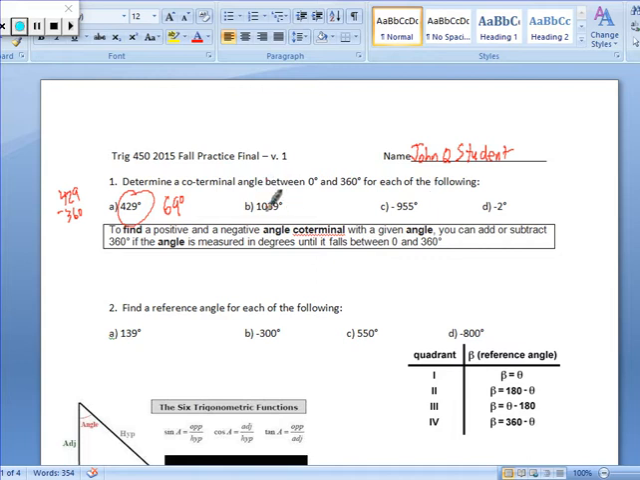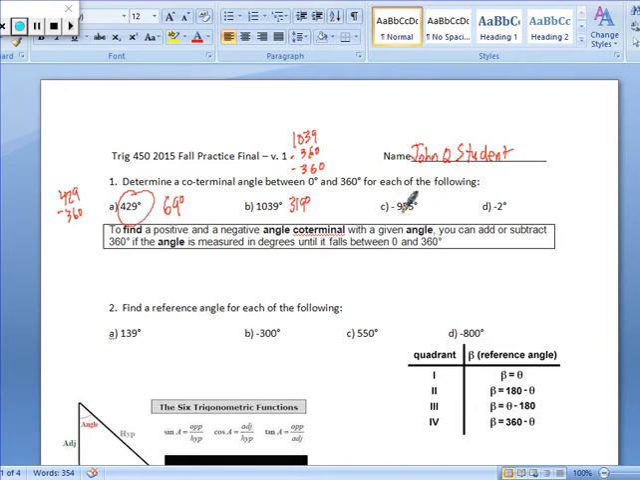If it didn't work one time, you'll have to do it again, like 1039. You would have to do 1039 minus 360. That's not going to get you between 0 and 360, so you're going to have to do it again. You would have to do it two times. So 1039 minus 720 is going to be 319. Okay? 319 degrees.